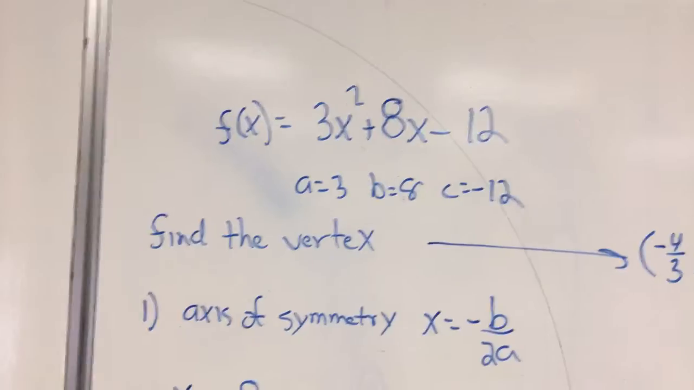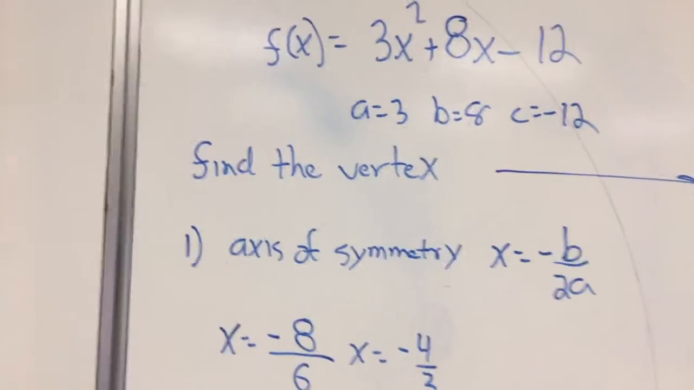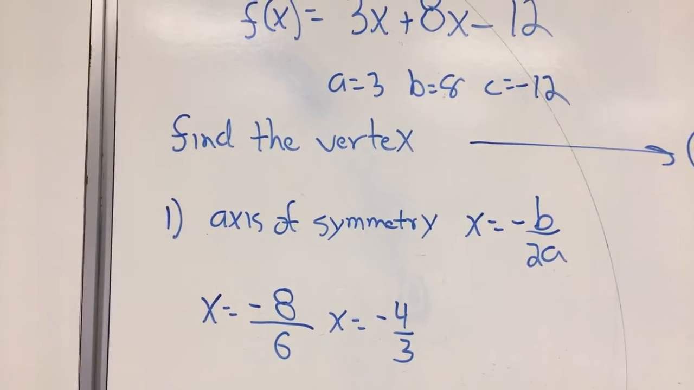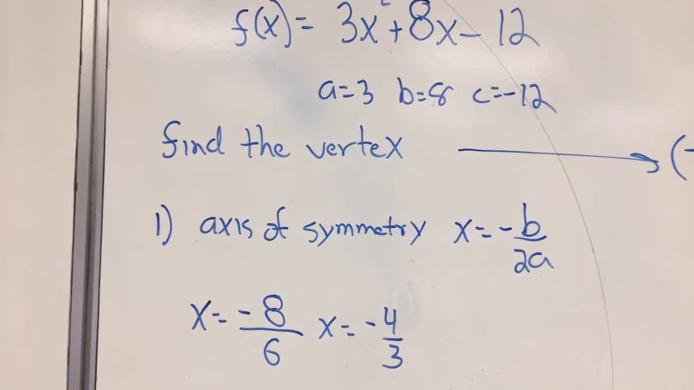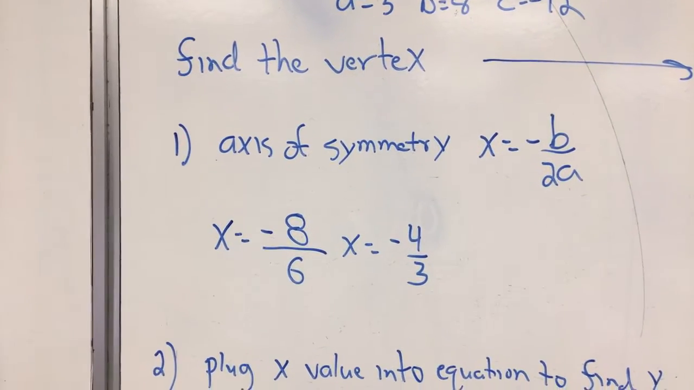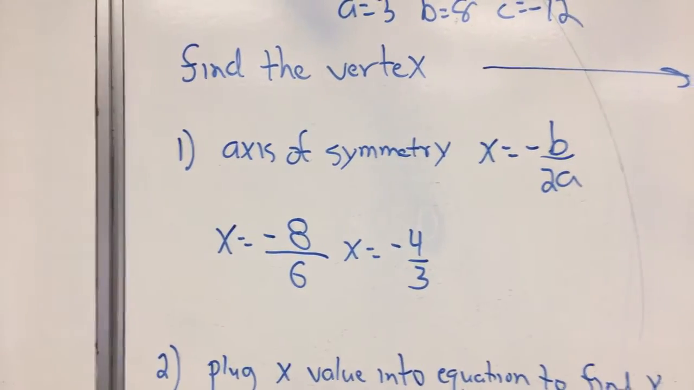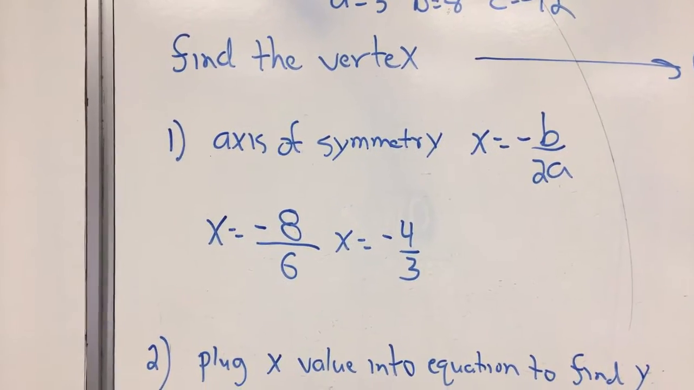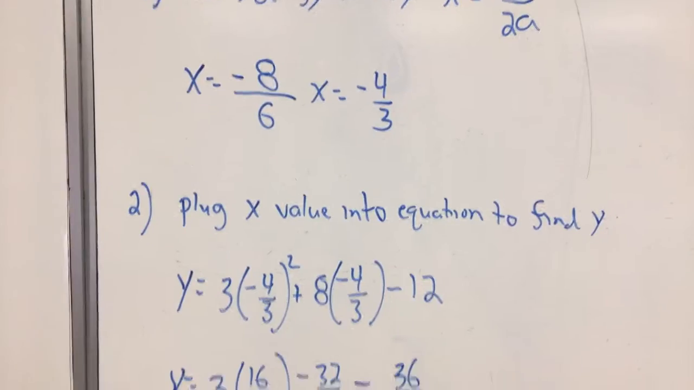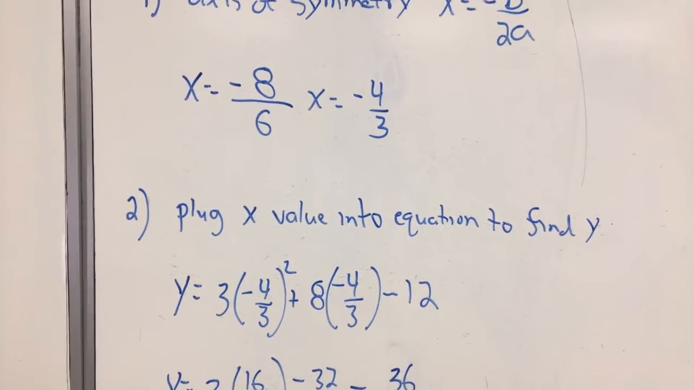To find the vertex, remember, the first thing to do is you've got to find the axis of symmetry. And the equation for the axis of symmetry is x is equal to negative b over 2a. In our case, our b is an 8, so I need negative 8, the opposite of positive 8, divided by 6. And reduced, that is negative 4/3. Now take that negative 4/3 and plug it in everywhere you see an x.